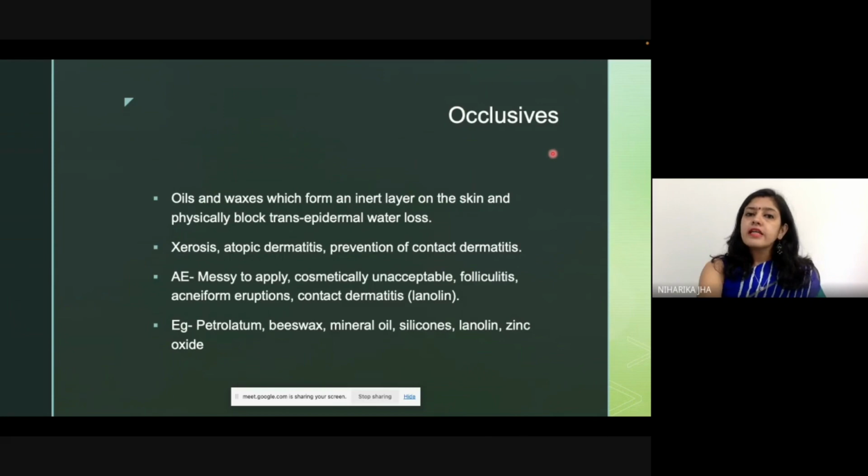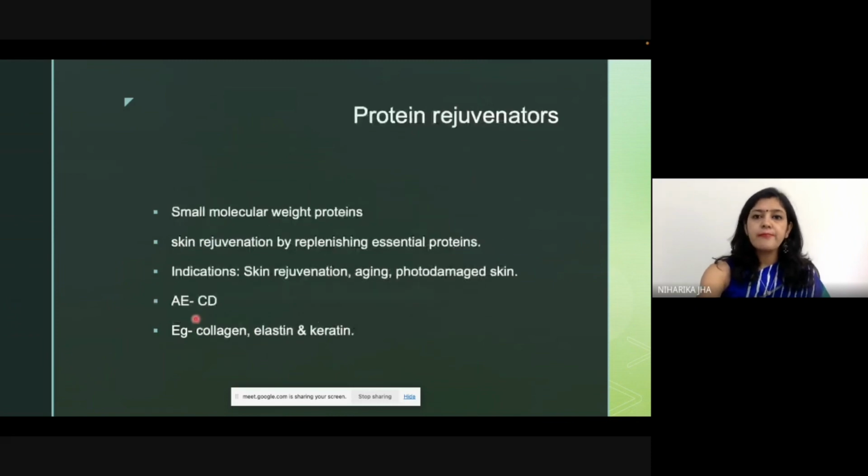The next in line is occlusives. As the name suggests, an occlusive forms an inner layer on the skin and it basically physically blocks the transepidermal water loss. It's made up of oils, waxes, petrolatum, beeswax, castor oil, silicone. These are certain occlusives which are used, but they are basically messy to apply. Cosmetically, it is unacceptable. Can result in folliculitis, acneiform eruption, particularly with the use of the castor oils.